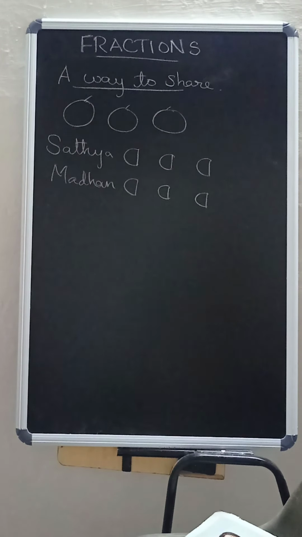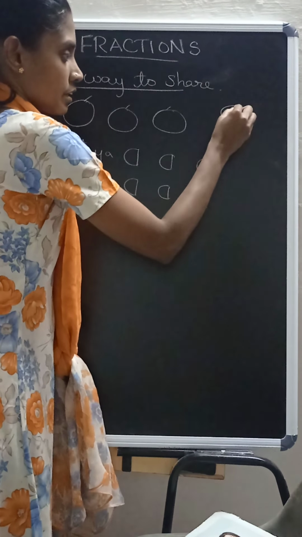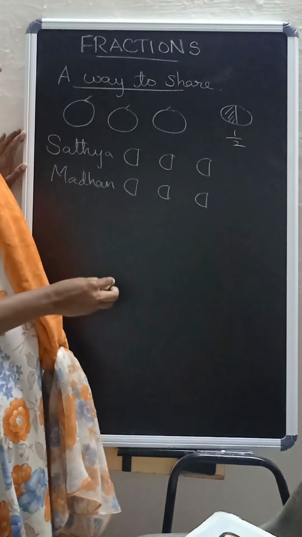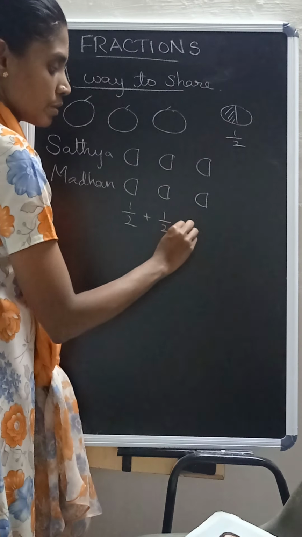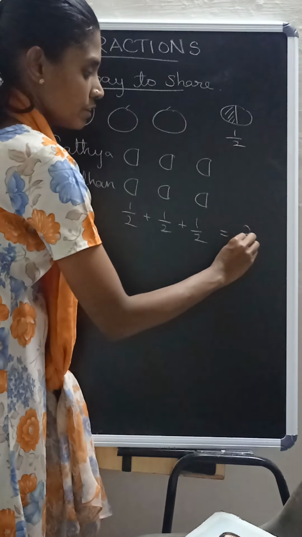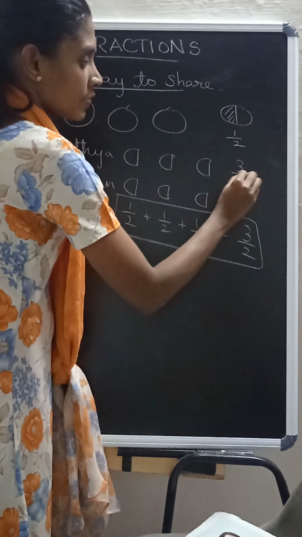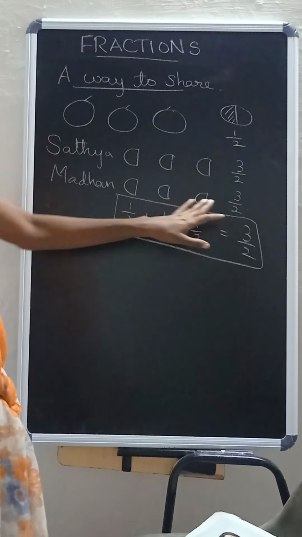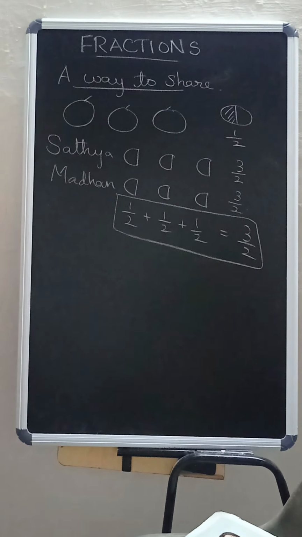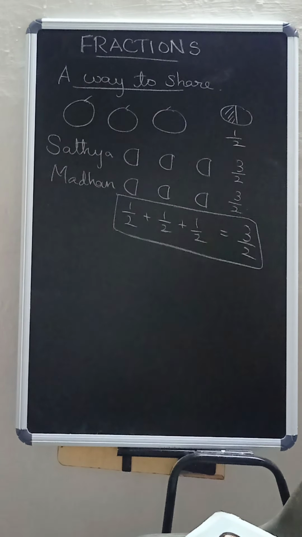Is this correct? Yes, right? So this is what you can see. What is this? 1 by 2. Am I right? So here 1 by 2 plus 1 by 2 plus 1 by 2, which is equal to 3 by 2. So each one is getting what? 3 by 2 part. So 3 by 2 part is given to Satya and 3 by 2 part is given to Madan. So this type of fraction in which the numerator is greater than the denominator is called an improper fraction.